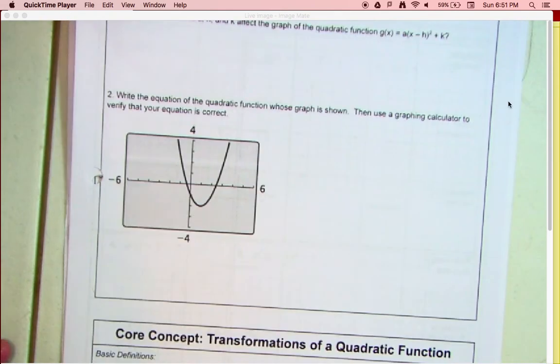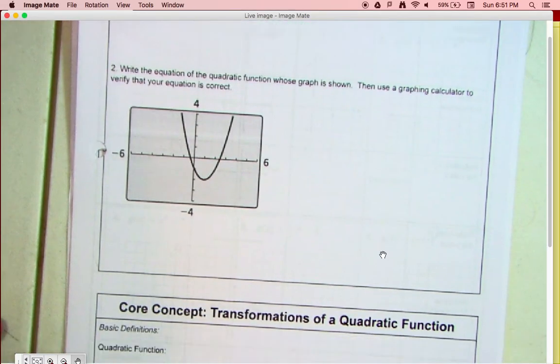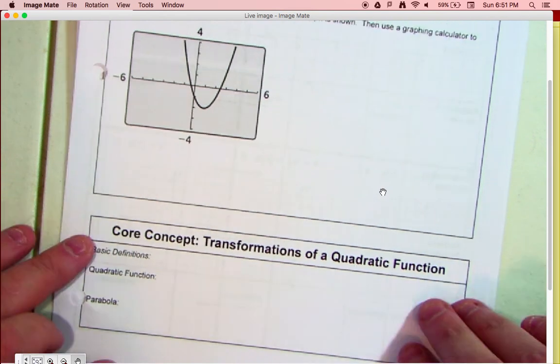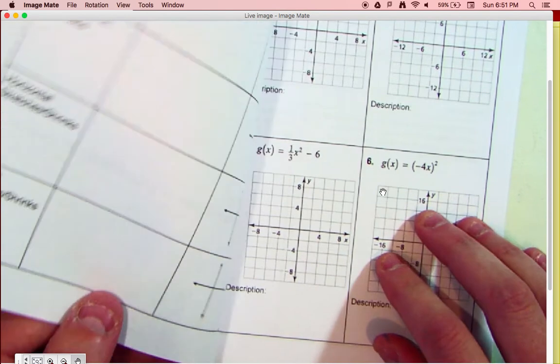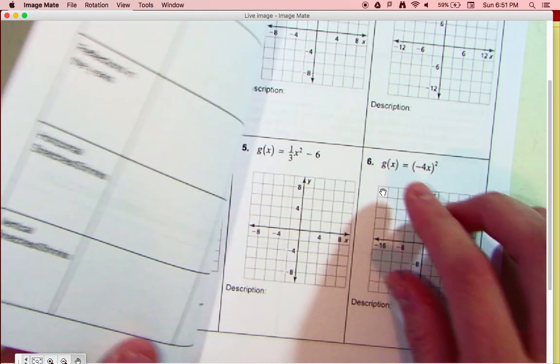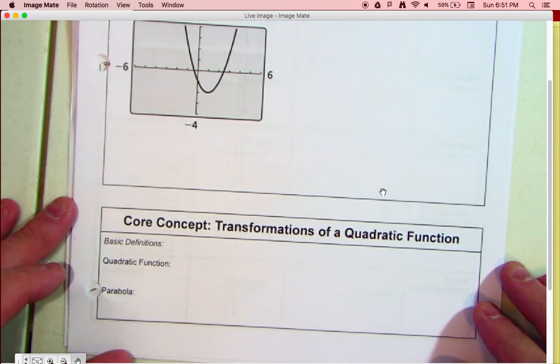Alright, so where are we at here? So let's talk about transformations of quadratic functions. We'll look just down here in this page and then the next page, which will be a summary. And then we'll talk about this in class tomorrow. So let's get some basic definitions out of the way.